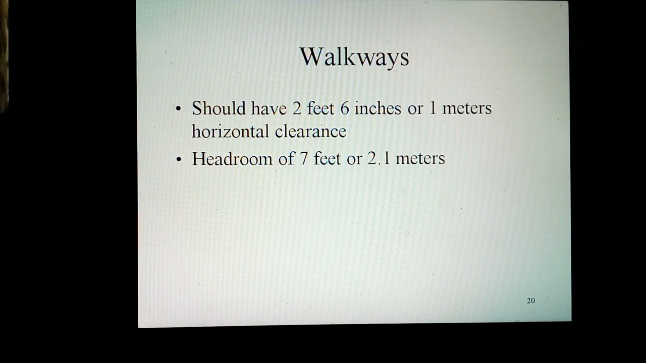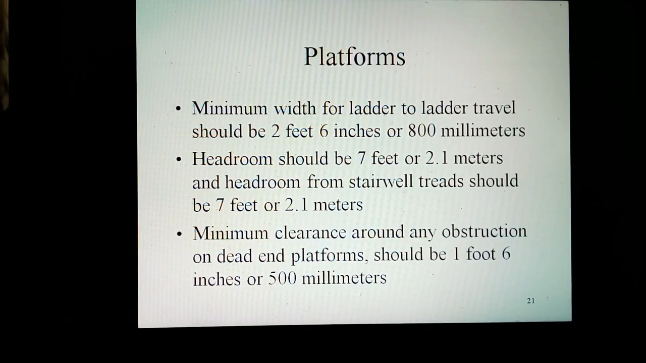Walkway. Walkways should have a 2 feet 6 inches or 1 meter horizontal clearance, which may not necessarily be the straight line, and headroom of 7 feet or 2.1 meters. Platforms. Minimum width for ladder to ladder travel should be 2 feet 6 inches or 800 millimeters. Headroom should be 7 feet or 2.1 meters and headroom from stairwell tracks should be 7 feet or 2.1 meters. Minimum clearance around any obstruction on dead-end platforms should be 1 foot 6 inches or 500 millimeters.